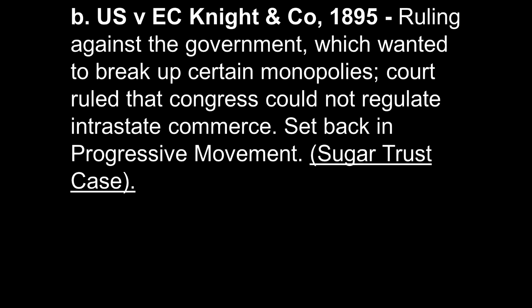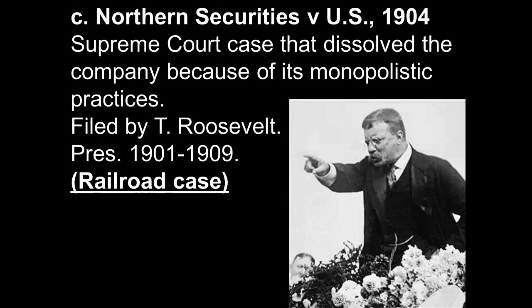This related to the sugar trust. So basically, this is the sugar companies all together stifling competition. I think something like 98% of the sugar companies were owned by E.C. Knight and various other subsidiaries. This was an attempt to break up that monopoly, and it just didn't work because the sugar trust would argue that their actions were all intrastate. They have it inside state lines.